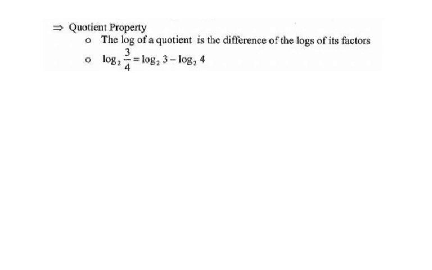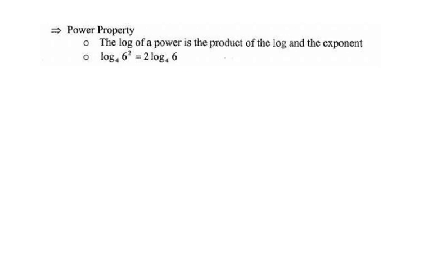The second property is called the quotient property, and this just says that the log of a quotient is the difference of the logs of its factors. You just got to remember that subtraction becomes division. So if you have log base 2 of 3 minus log base 2 of 4, you would change that to log base 2 of 3 over 4. It's important that the first log is what goes on top.